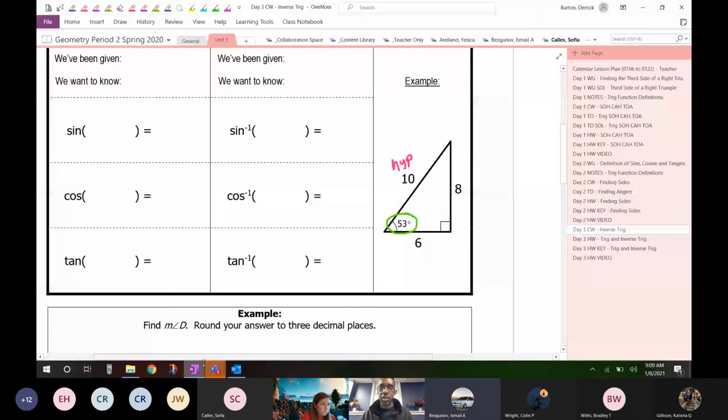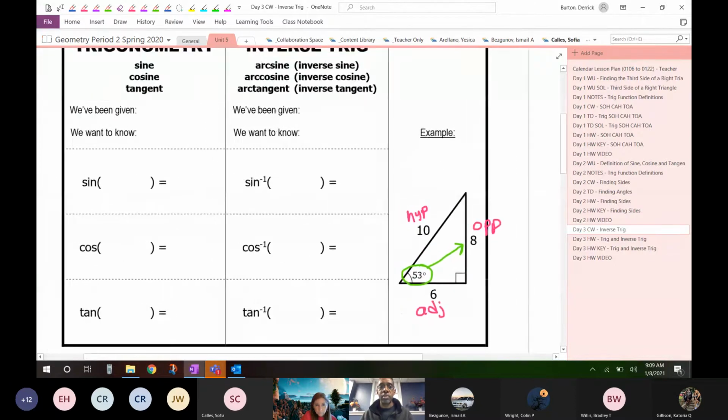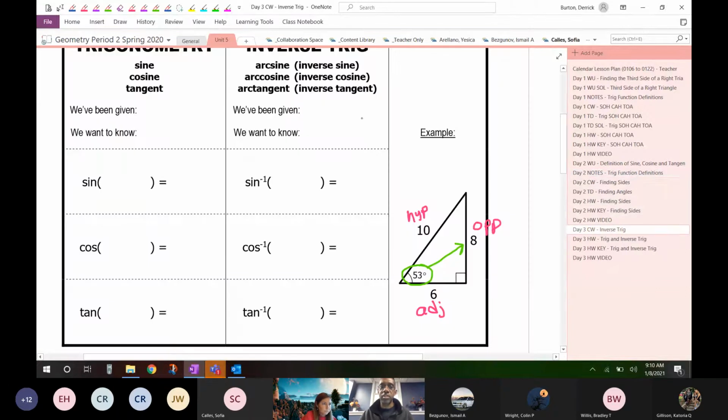You circle the angle and draw an arrow. That's going to be pointing at the opposite side. So this is opposite. That means the 6 must be adjacent. Just to help me not have to go back to my notes over and over again, I'm going to write down SOHCAHTOA to remind us of the definitions.